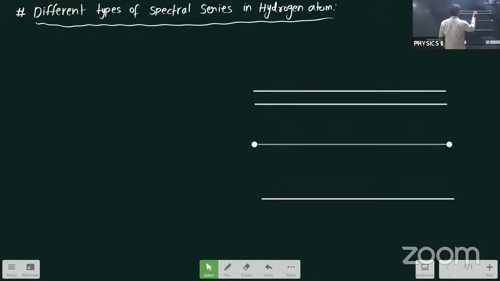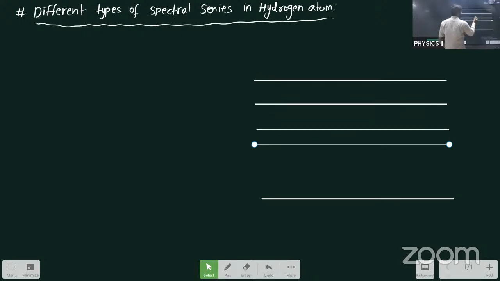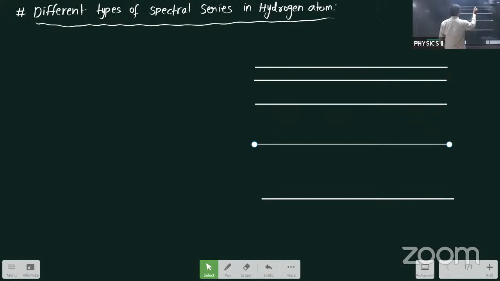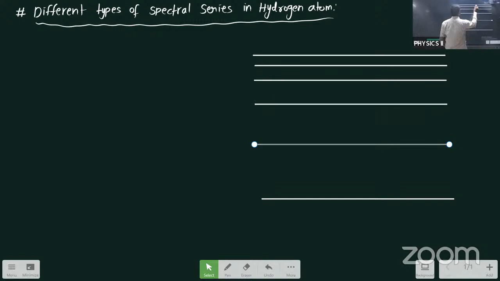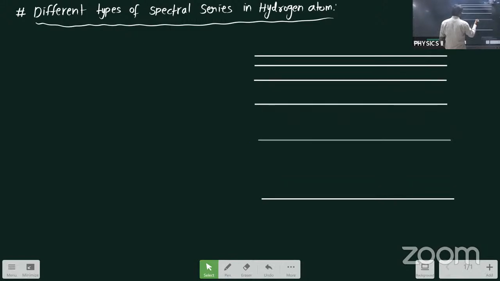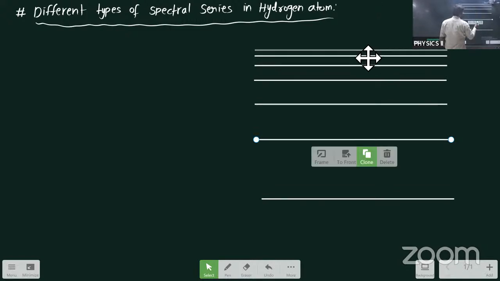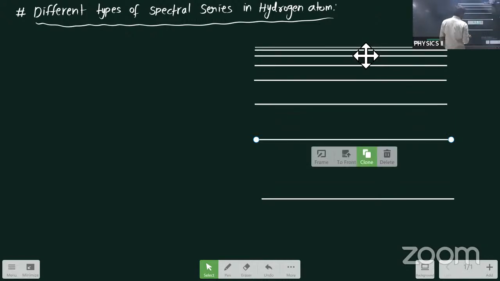Here we are having different energy levels. As I am going up, the distance between two energy levels is decreasing. Carefully see this diagram. As I am going up, the difference between two energy levels is decreasing. Let us assume these are the different energy levels.